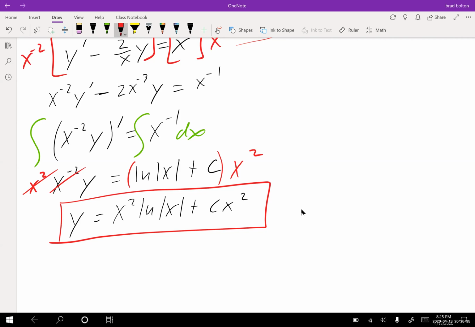So that's a good little step into linear differential equations. There are more problems out there. If you guys take a differential equations class, you'll obviously cover much more than this.